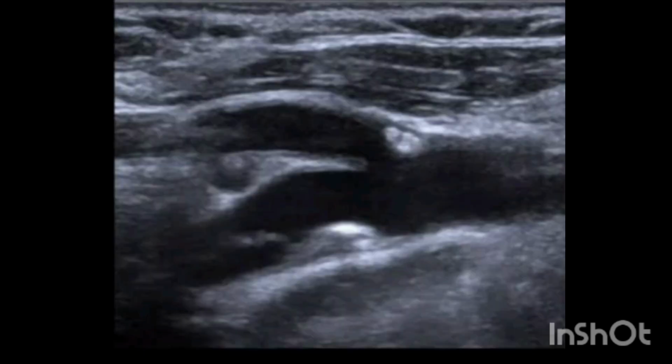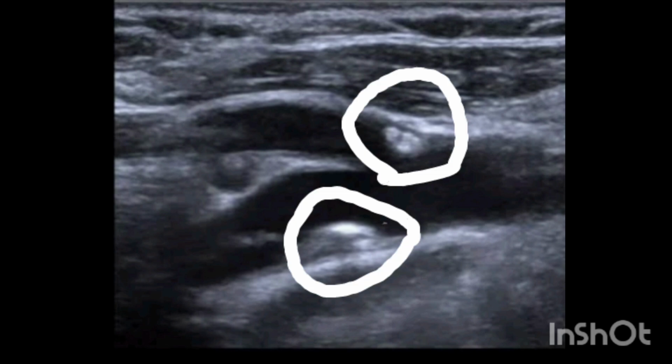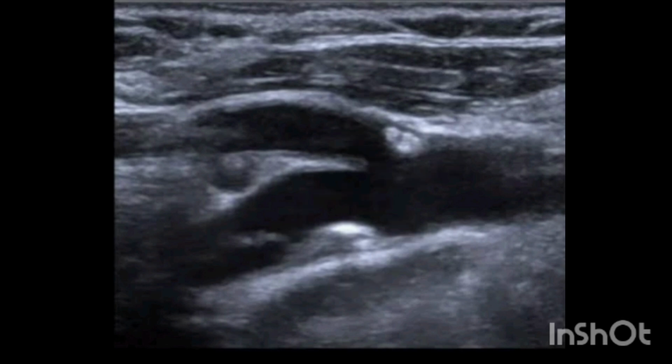Now in this image of the common carotid artery, you can see that there are two plaques in the bulb of the common carotid artery, one on the anterior wall and one on the posterior wall. The plaque on the posterior wall is also extending into the internal carotid artery.